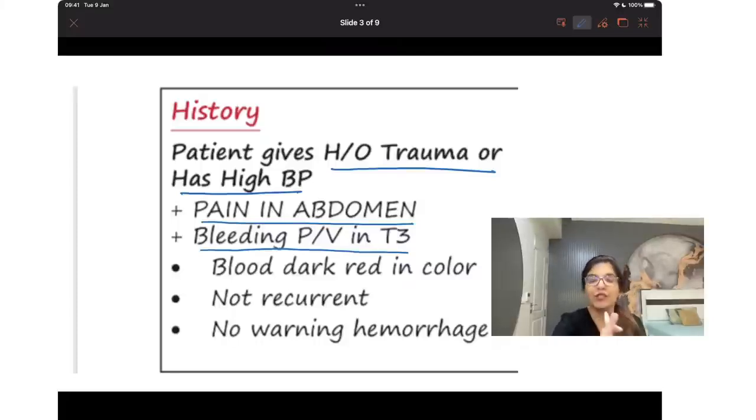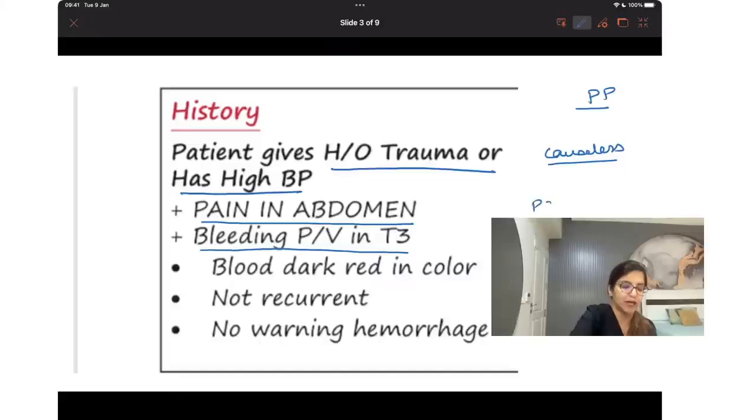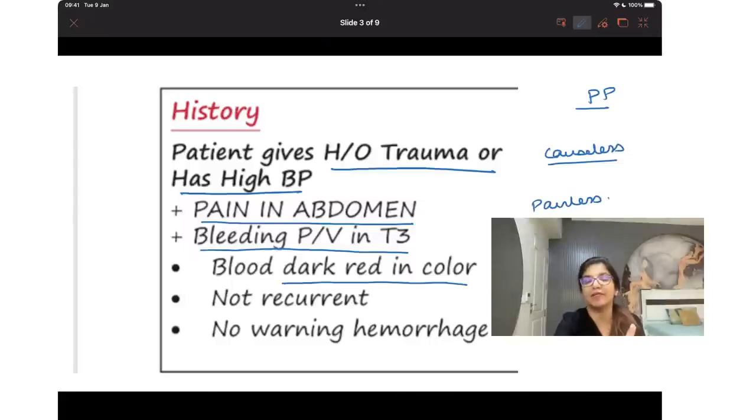This is very different again from placenta previa. Why? क्योंकि placenta previa में what did I tell you? Placenta previa में there is causeless bleeding, there is painless bleeding. Then abruptio के केस में जो bleeding का color होगा that will be dark red in color. Whereas in placenta previa the color of bleeding is bright red in color. It's a fresh bleeding. Abruptio में it's collected blood.